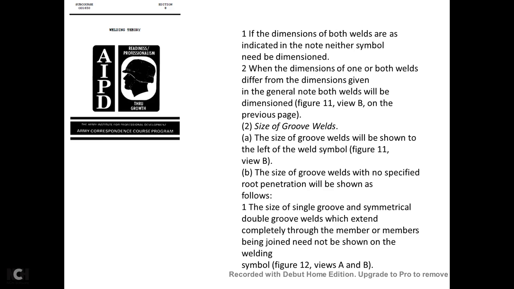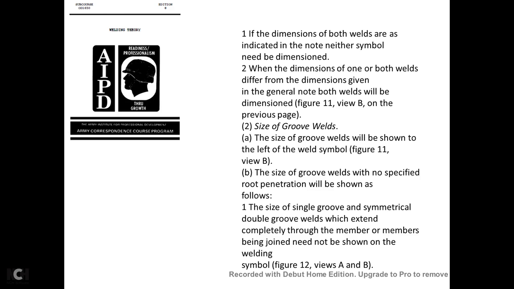If the dimensions of both welds are indicated, no symbol is needed to dimension. 2. The dimension of one or both differs from the dimension given by the general note of the welds and dimension. 2. The size of the groove weld. The size of the groove welds will be shown on the left of the welding symbol, but the size of the welds will not be specified, but the root penetration will be shown as follows.